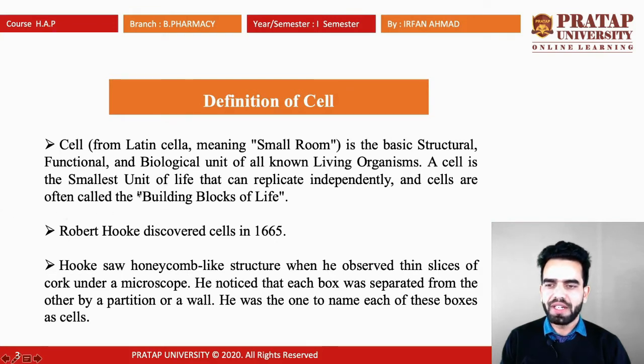The first one to discover the cell was Robert Hooke, who discovered the cell in 1665. You must have heard about that. He saw a honeycomb like structure when he was observing thin slices of cork under a microscope, and he noticed that each box was separated from the other by a wall, and he was the one to name each of these boxes as cells. So the first scientist to discover the cell was Robert Hooke, and in simple terms we can say that the cell is the structural and functional unit of life.